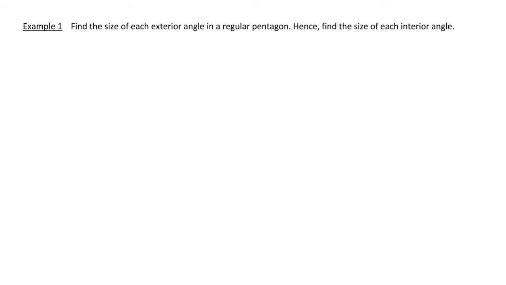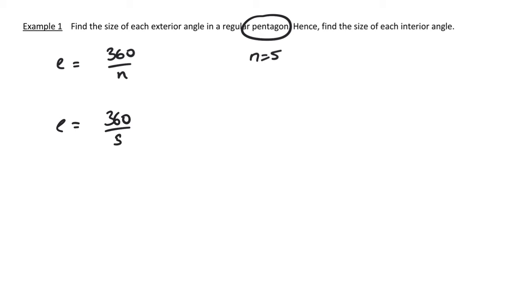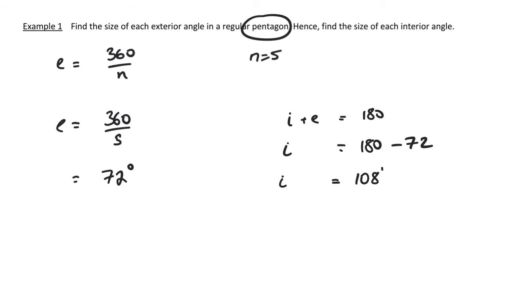So example 1, find the size of each exterior angle in a regular pentagon, hence find the size of each interior angle. So the exterior angle is 360 divided by n, and in this case, because we've got a pentagon, n equals 5. So E is going to equal 360 divided by 5, which is 72 degrees. To find the interior, we know that I plus E is 180. So I is going to be 180 minus the exterior, which is 72. So the interior angle is 108 degrees.